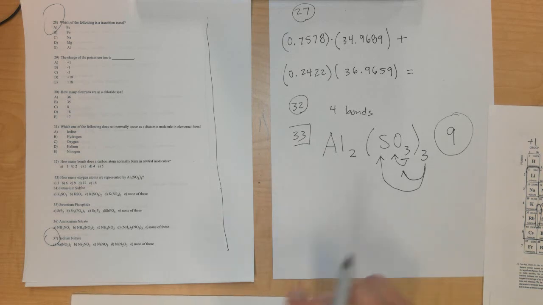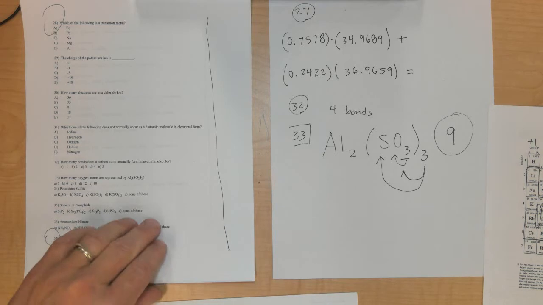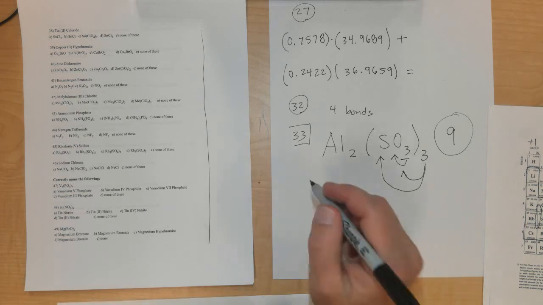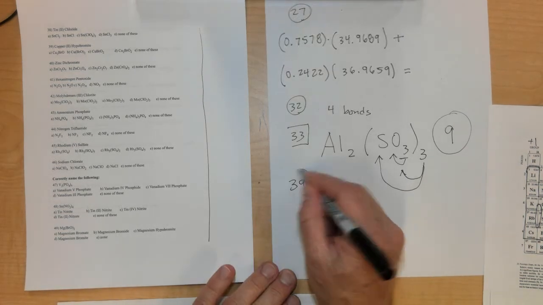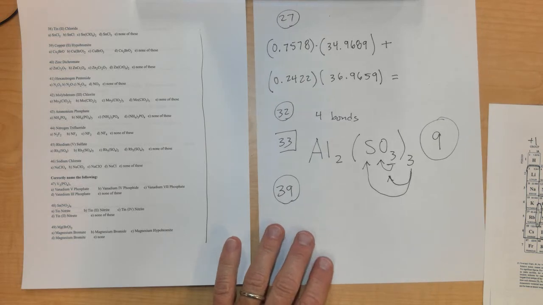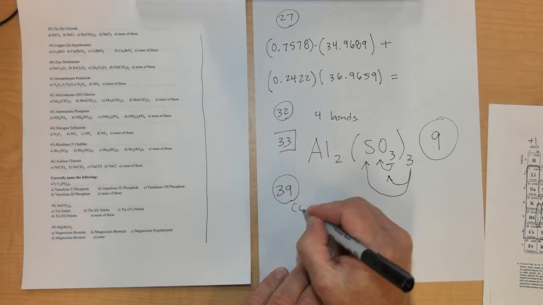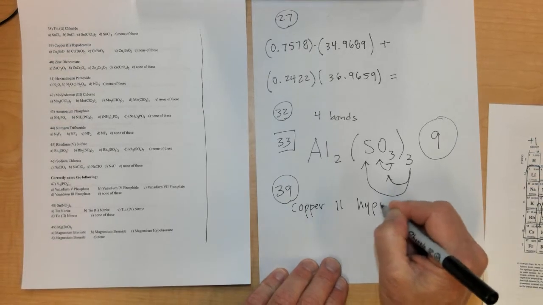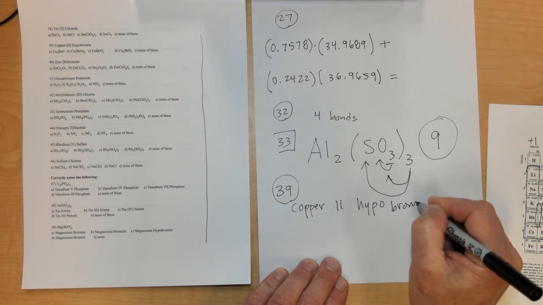Was that good? In face-to-face learners, was that okay? All right, now we'll go on to the next page where we were, 38 through 49. Which one? 39. 39 is the first one that's asked by a face-to-face person here. Copper 2 hypobromite. Copper 2, and then it's hypo, and then it's bromite.